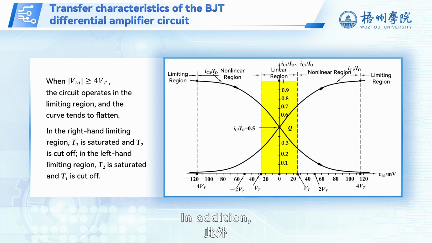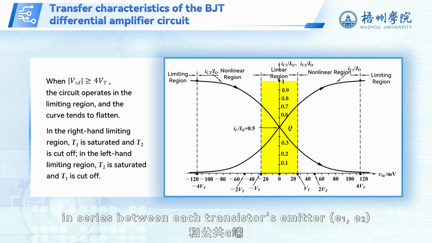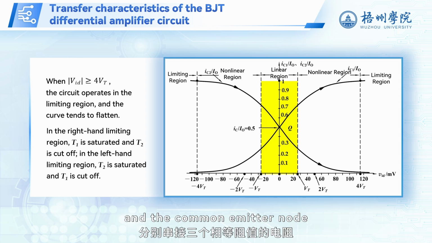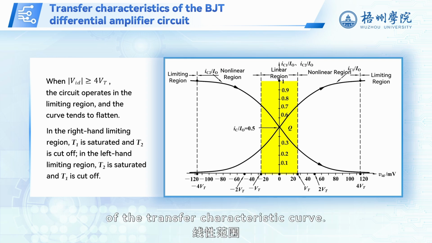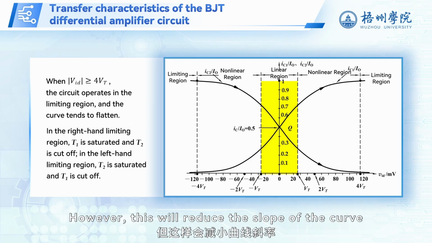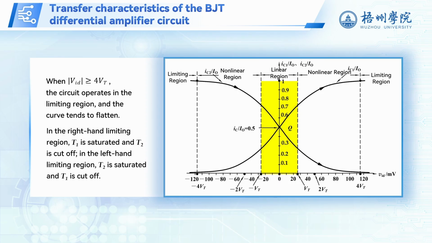In addition, 3 equal value resistors can be connected in series between each transistor's emitter, E1, E2, and the common emitter node to expand the linear range of the transfer characteristic curve. However, this will reduce the slope of the curve and also reduce the voltage gain.